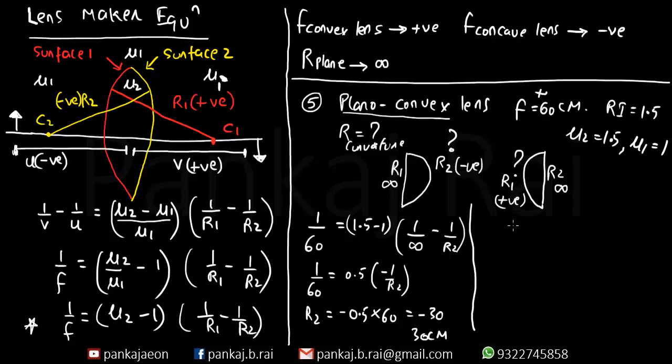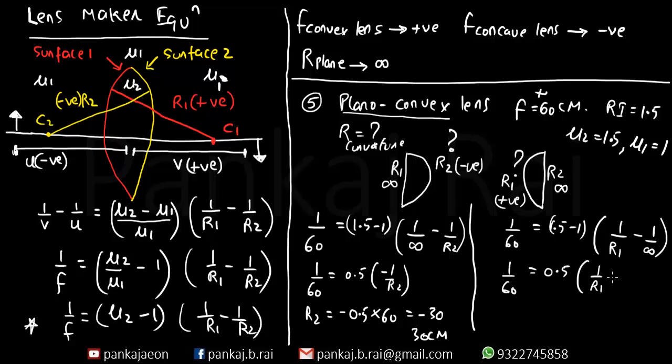Okay, now let us look here. Same formula, 1 by 60 is equal to 1.5 minus 1. Now the change comes here, where we have 1 by r1, where r1 is the question mark, minus 1 by r2, where r2 is infinity. So we will have 1 by 60 is equal to 0.5 times 1 by r1 minus 1 by infinity. 1 by infinity is 0, so 1 by r1 minus 0 will be 1 by r1 only. So r1 is equal to 0.5 into 60, so that would be 30 directly, so it will be 30 centimeter.